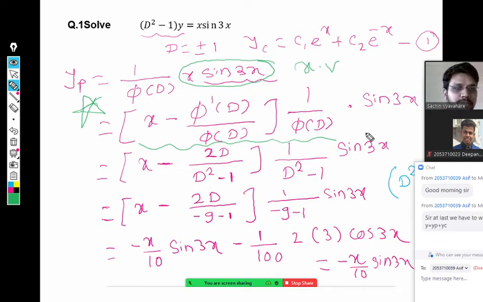Yes, correct, Asif. We should write yc plus yp as the complete solution at the end. That is also important. If you forget to write the complete solution, sometimes 1 mark is deducted. So you should remember that. Out of 5, you will get only 4 marks there. Once you complete, tell me. We'll move to the next question then.